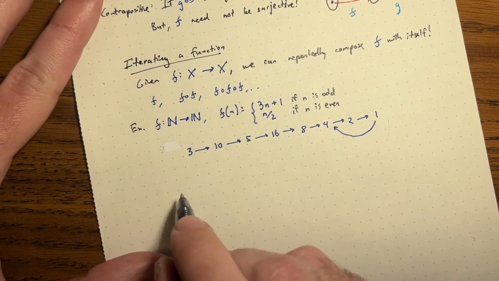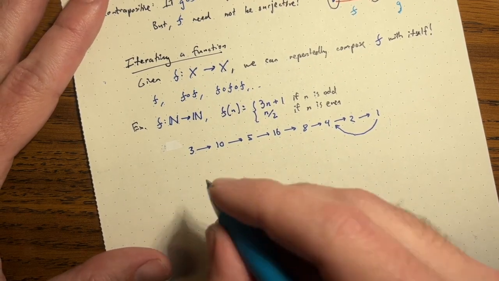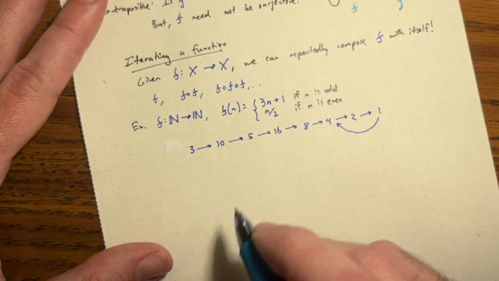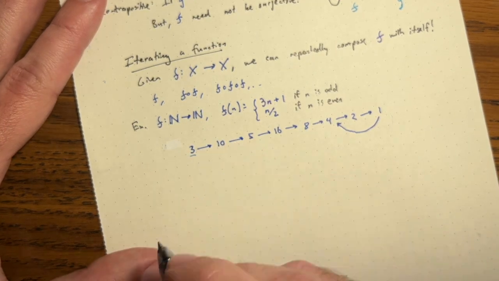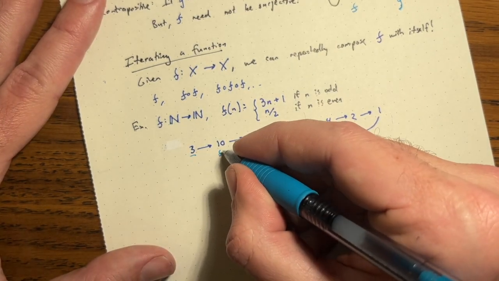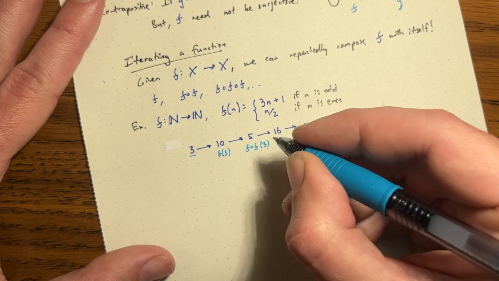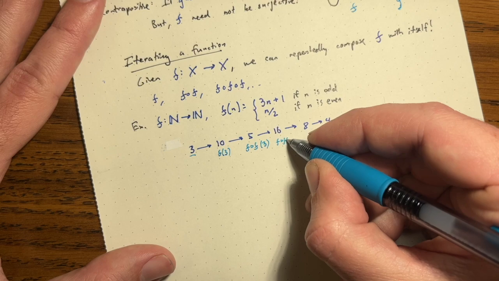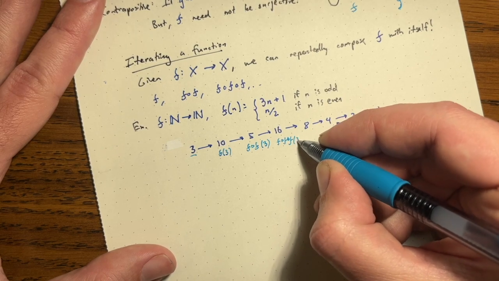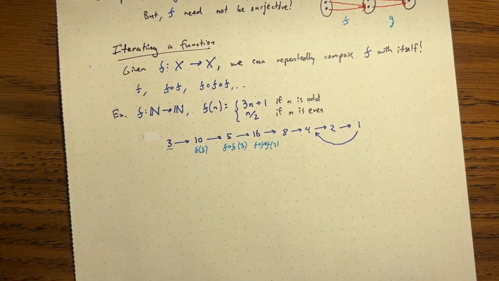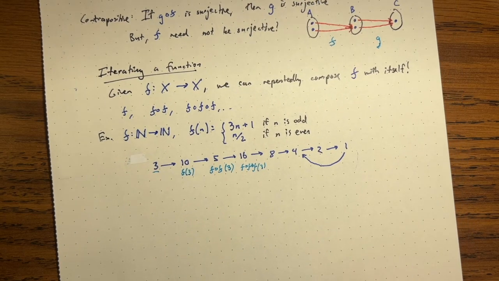Okay, and essentially what we're doing here is we're iterating a function. So here's my 3, that's my first input. Then we do f of 3. Then we do f composed with f of 3. That's the 5. And we do f composed with f composed with f. You're repeatedly iterating this function. A lot of interesting problems in math have to do with iterating a function.